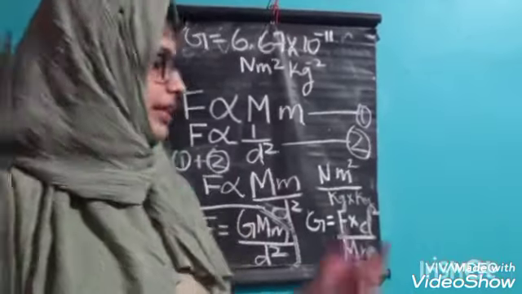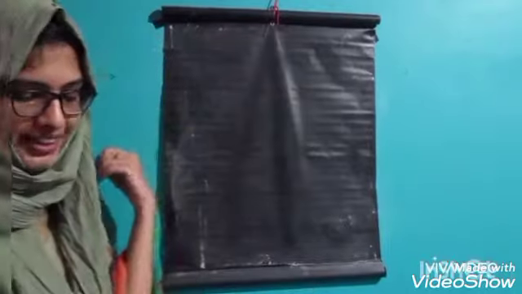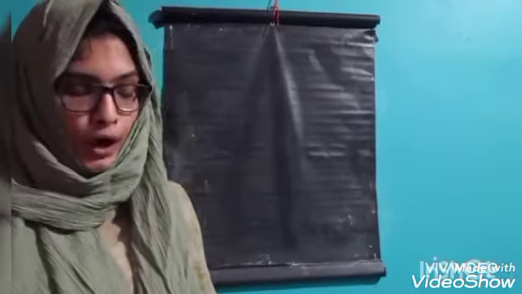Then we do some problems related to this equation. The first problem is in your textbook, example number 10.1. The mass of the earth is 6 into 10 raised to 24 kilogram and that of the moon is 7.4 into 10 raised to 22 kilogram. Here the two objects are the earth and the moon, and we determine the force of attraction between the moon and the earth.